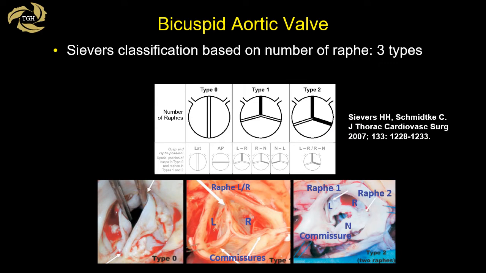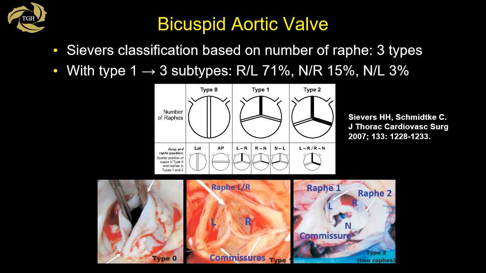Just a quick word about bicuspid aortic valve. A bicuspid aortic valve has two cusps and is classified by the Sievers classification based on the number of raphe, of which there are 3 types: 0, 1, and 2. The commonest is type 1, with a single raphe and fusion of the cusps, creating 3 subtypes: left-right fusion 71%, right non-fusion 15%, and non-left fusion 3%.